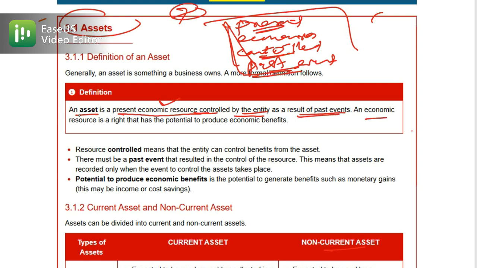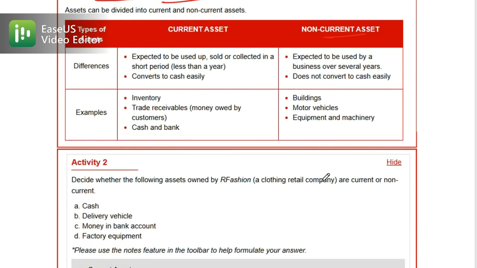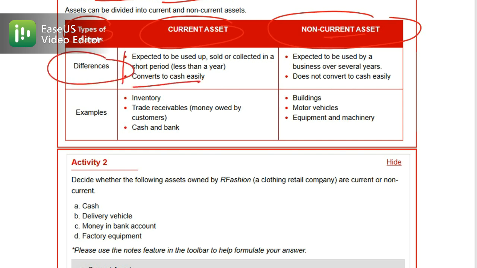Now we have two types of asset. One is current asset and the second one is non-current asset. So we have to differentiate between the current asset and non-current asset, and this will be the end of this lecture. So current asset, you see types of asset, current asset and non-current asset. This is the difference, what we mean by current asset. So current asset is basically expected to be realized, sold or consumed in the normal operating cycle or within 12 months. On the other hand, the non-current assets are expected to be held for use over multiple years.